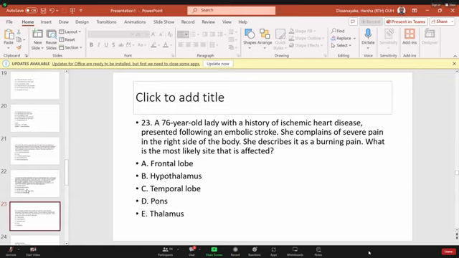A 76-year-old lady with a history of ischemic heart disease presented following an embolic stroke. She complains of severe pain in the right side of the body. She describes it as a burning pain. What is the most likely site that is affected?